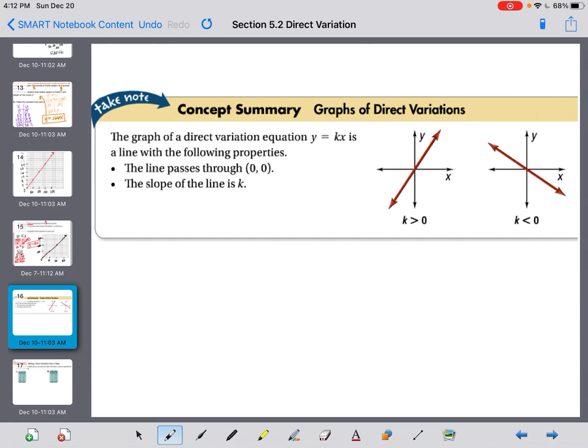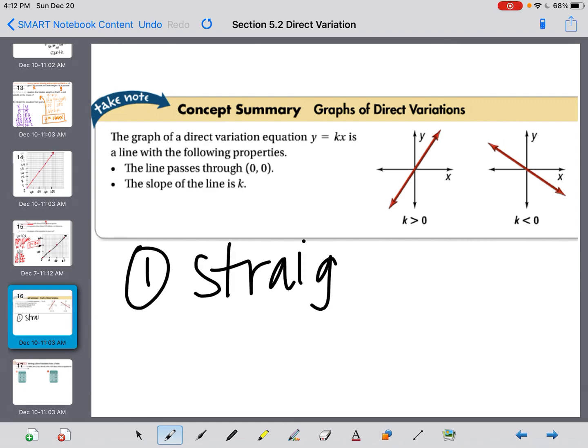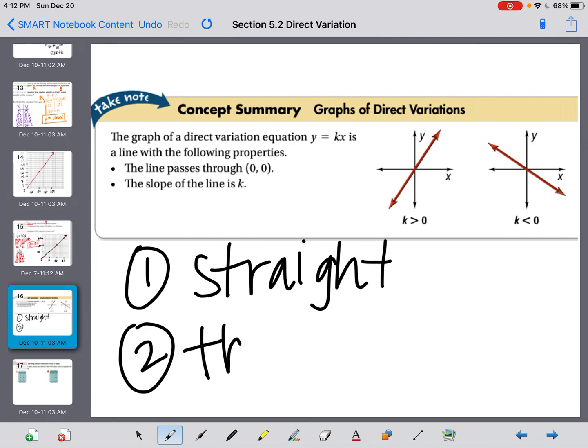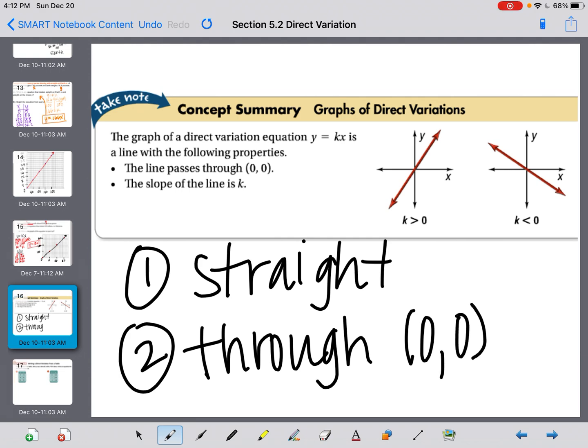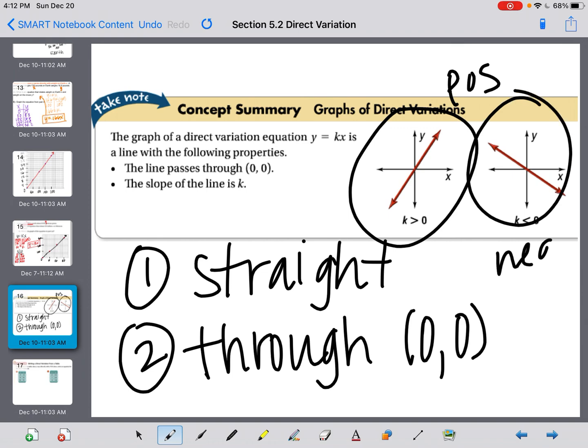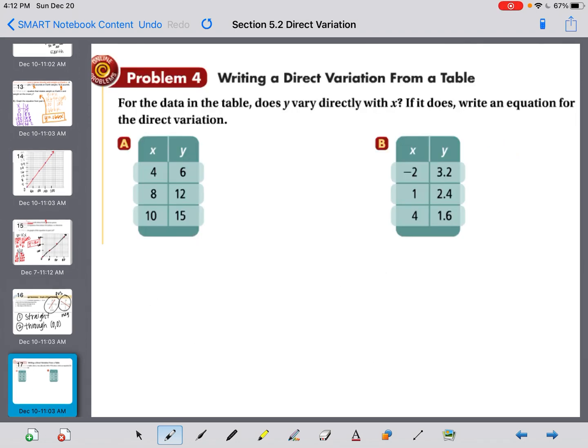On your direct variation graphs, it's very easy to tell which ones are and which ones are not because they have to be straight and they have to go through 0, 0. If they don't have either one of those, they are not a direct variation. Okay, they can be positive, they can be negative. This one is a positive because it's going up. This is a negative because it's going down. They are both direct variation graphs.